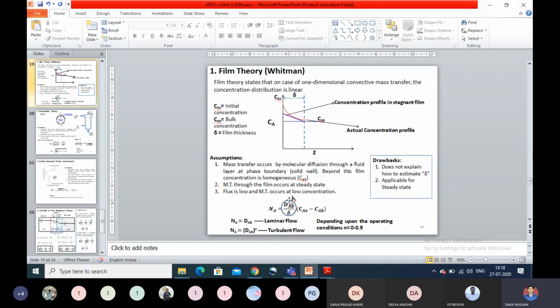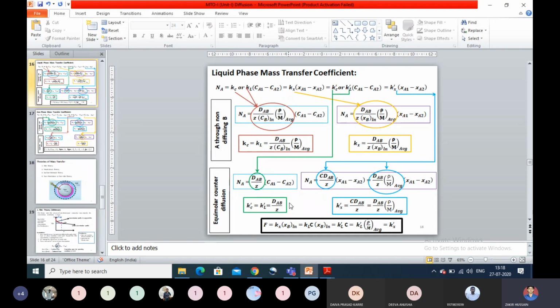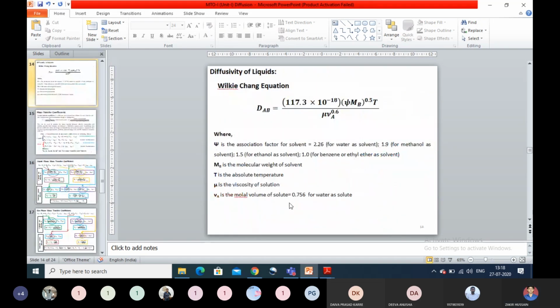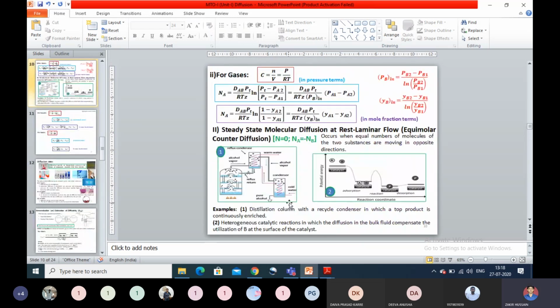This is the simple case of equimolar counter diffusion. In equimolar counter diffusion, what happens? N is equal to 0. From the previous slides, which we have already done, the total flux is 0, whereas Na is equal to minus Nb. When N is equal to 0, Na is equal to minus Nb.